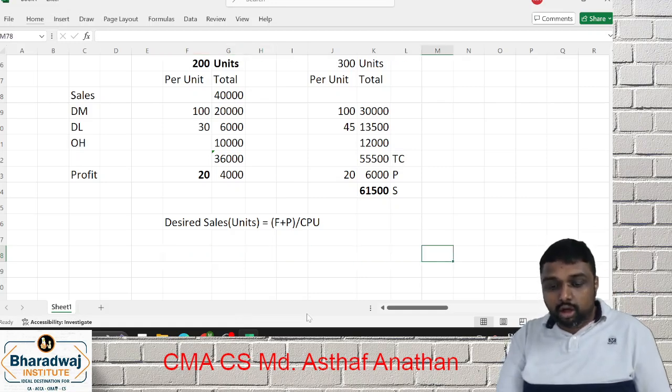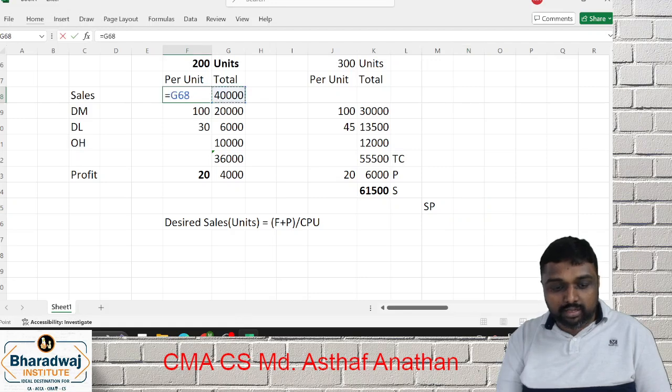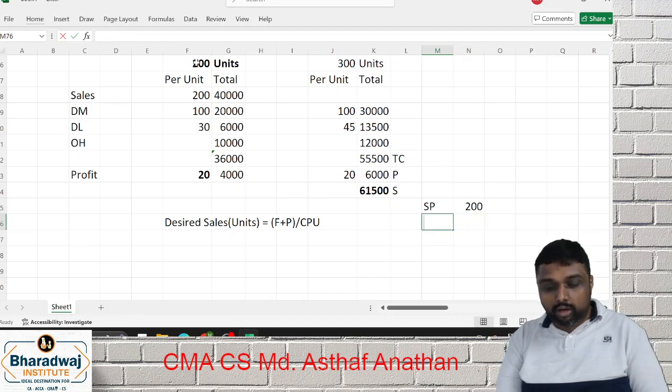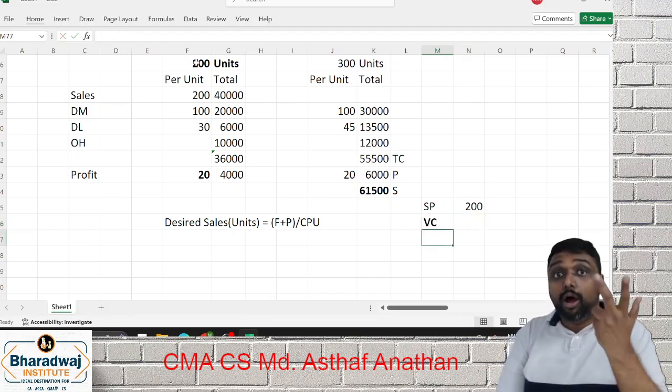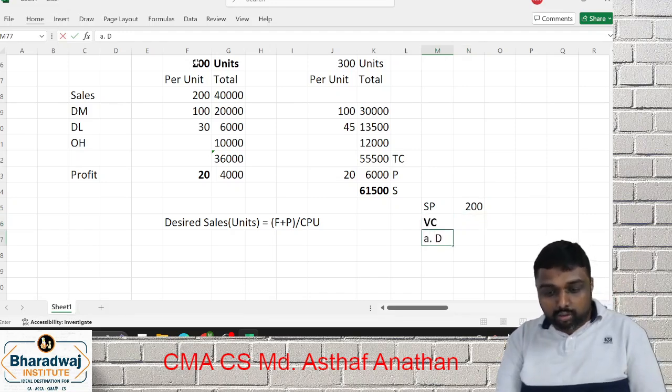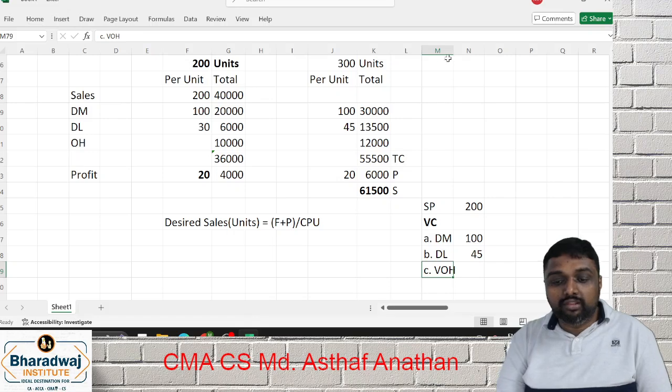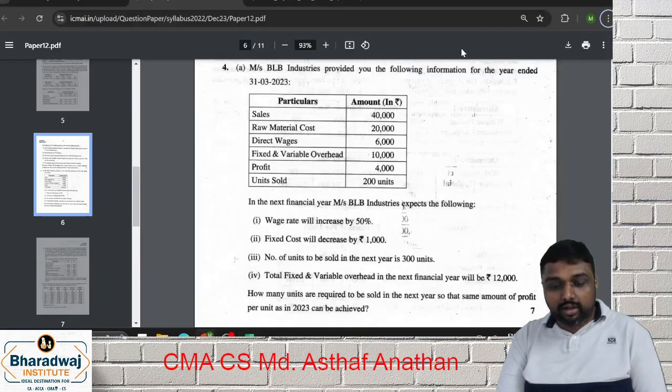First, you should know what your selling price is, friends. Selling price is 200 rupees. You have to get your variable cost. You have material; material has no changes. You have labor; there is no change. There is a change in the variable overhead. This is the twist. You have to get this the reverse way.